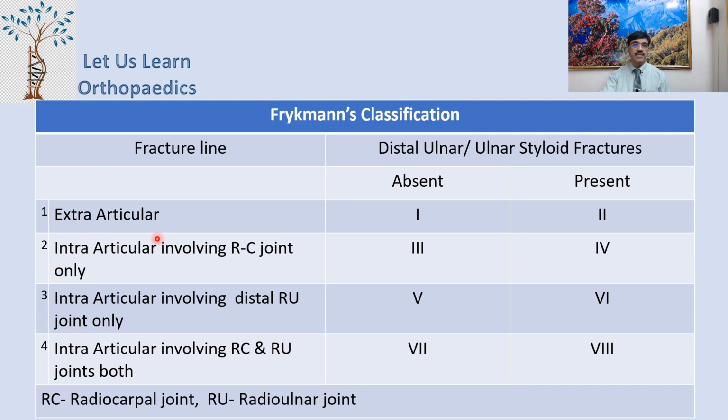The first is extra-articular, second is intra-articular involving the radiocarpal joint only, third is intra-articular involving the distal radioulnar joint only, and fourth is intra-articular involving both the radiocarpal as well as radioulnar joints. And each group is further subdivided into two depending upon the absence or presence of the ulnar styloid fracture.